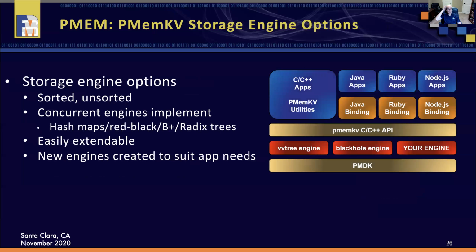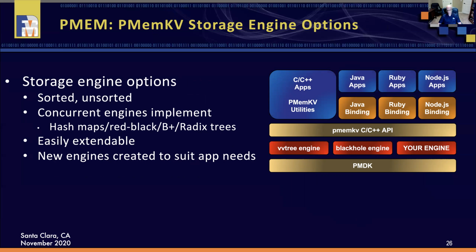And there are many PMEM KV storage engine options. You can do sorted and unsorted and concurrent engine implementations. You've got hash maps and red black and B+ and radix trees. It's easily extendable, and you can add new engines easily to suit an application's needs. This stuff has been already pre-done for you.